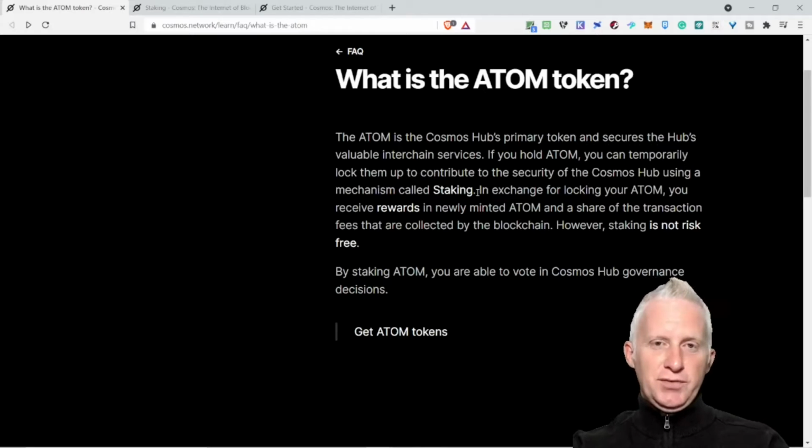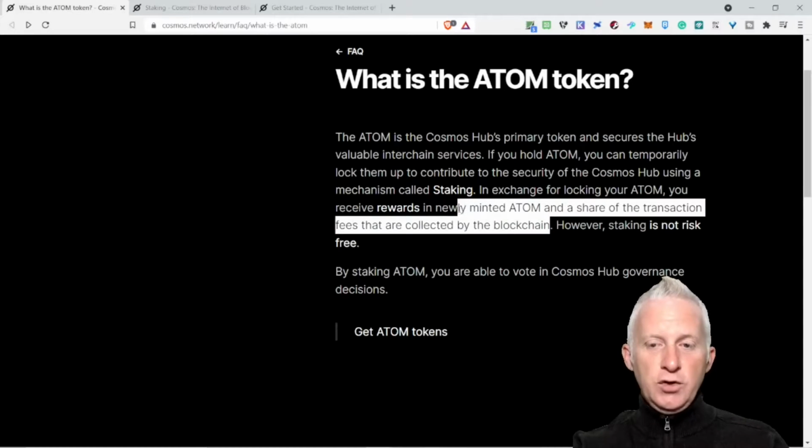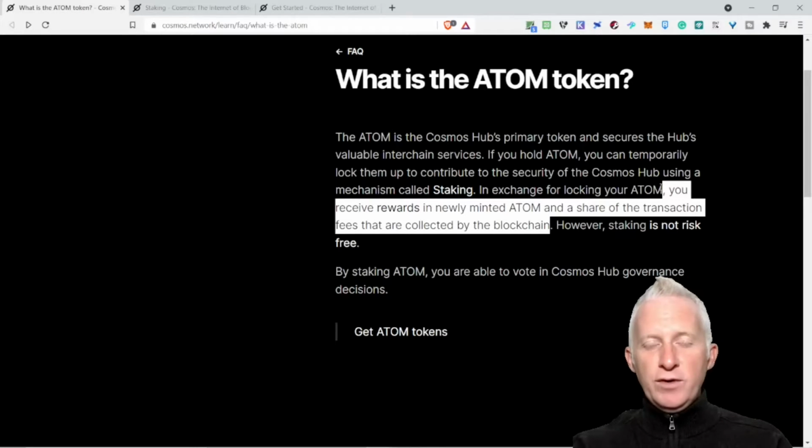In exchange, and this is really important, in exchange for locking your Atom, you receive rewards in newly minted Atom and a share of the transaction fees collected by the blockchain. So you get rewarded by two forms of mechanisms. I'm going to go deeper into the staking section of the website. You receive rewards in newly minted Atom, so the creation of new Atom from inflation, and a share of the transaction fees that are collected by the blockchain. So you get two ways to get rewards.